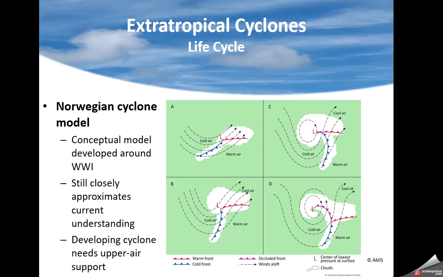Now, we're going to talk about extratropical cyclones. Extratropical cyclones are just low pressures. That's all they are. They're not related necessarily to tropical systems or anything like that. They occur all the time in your area. So this is the Norwegian cyclone model.